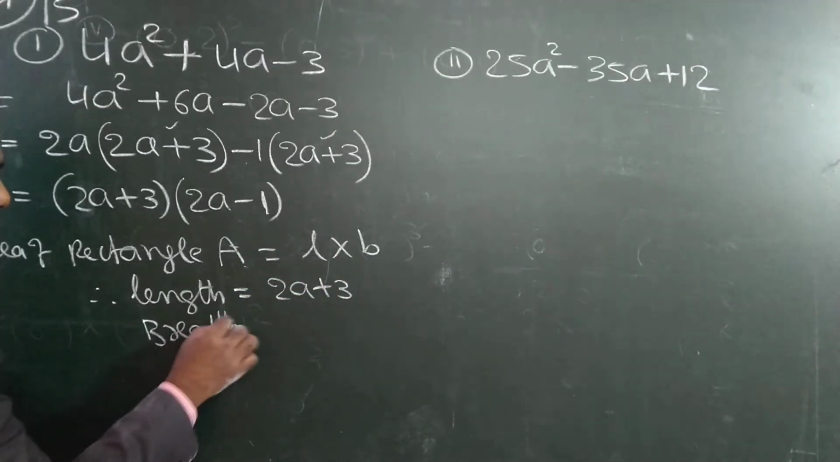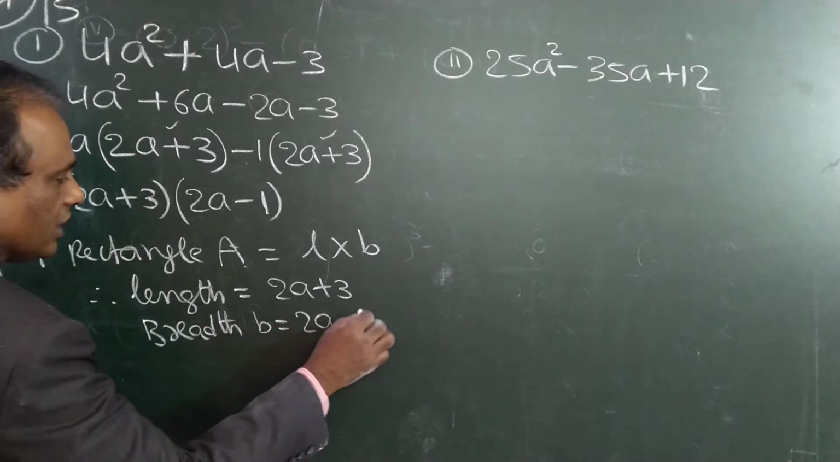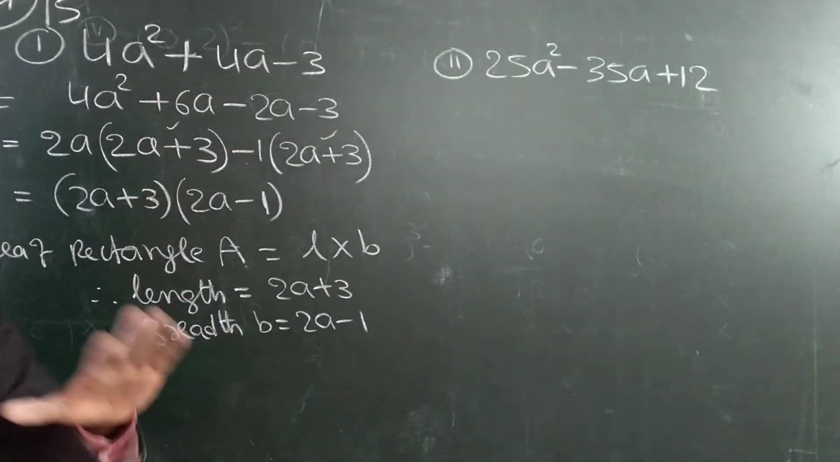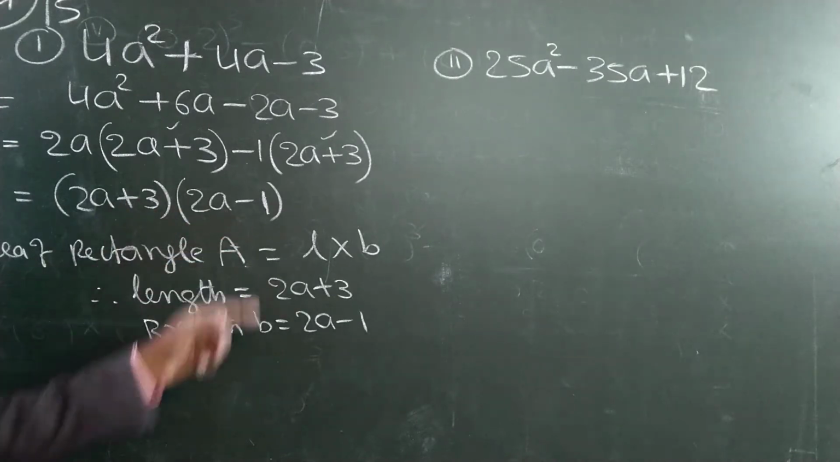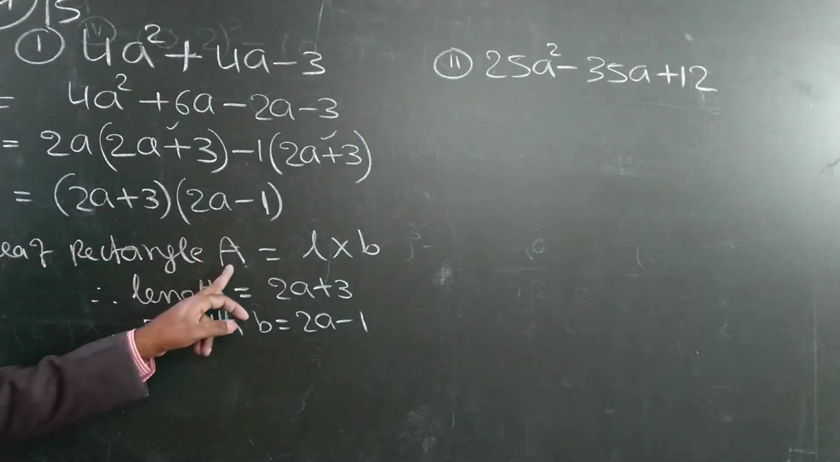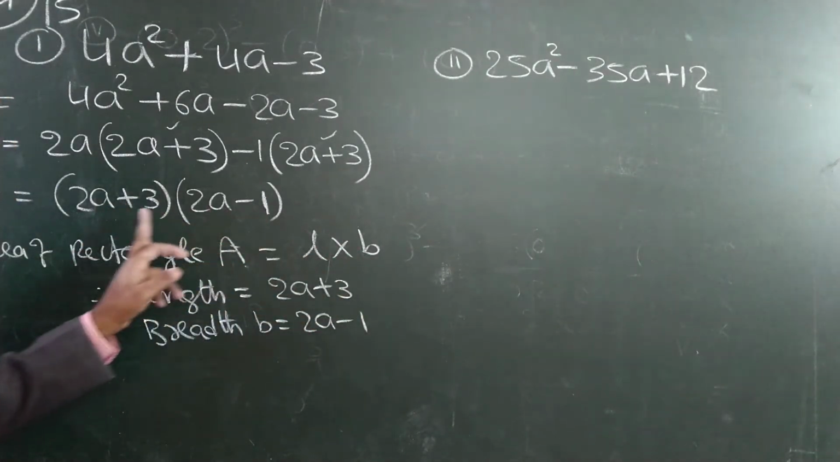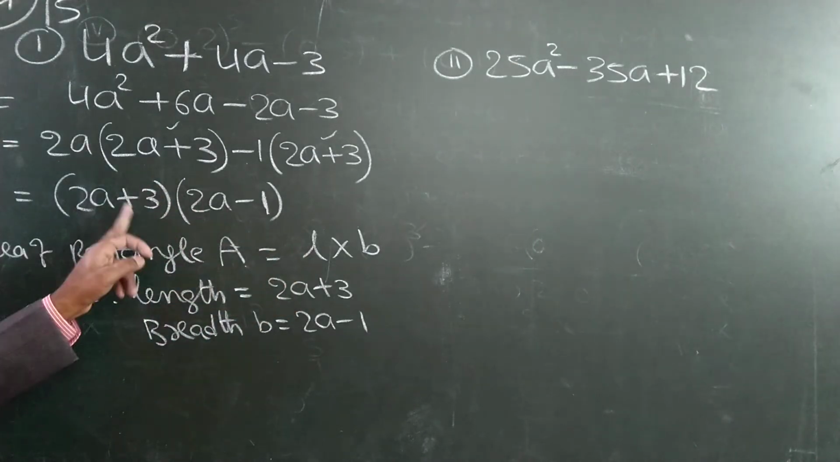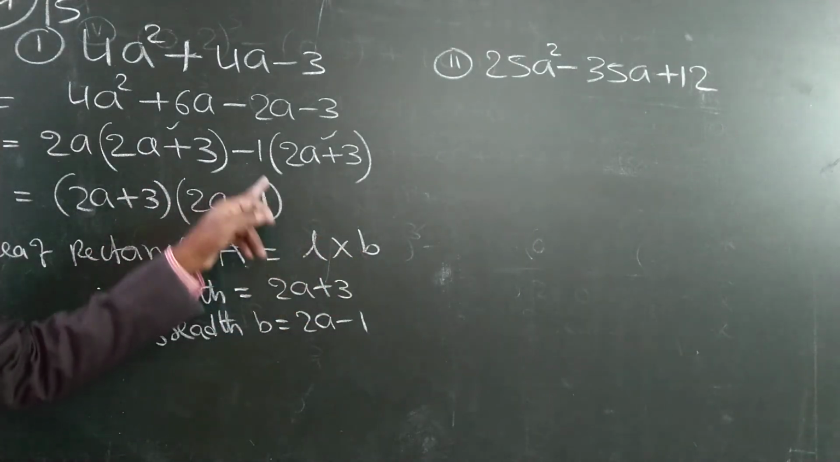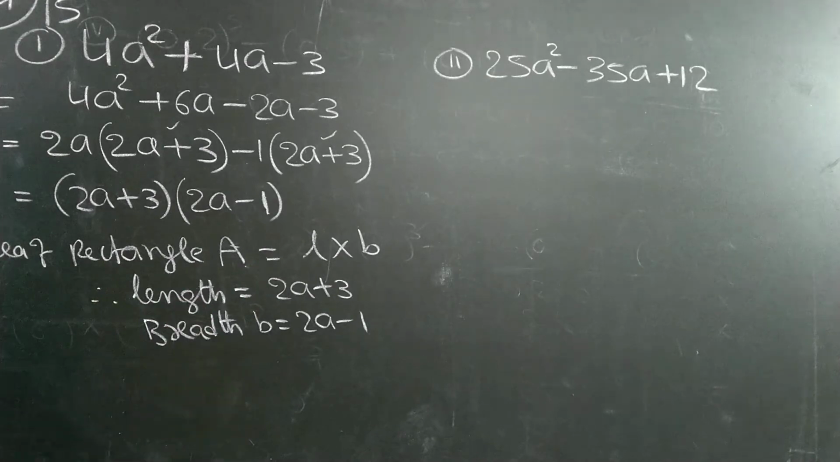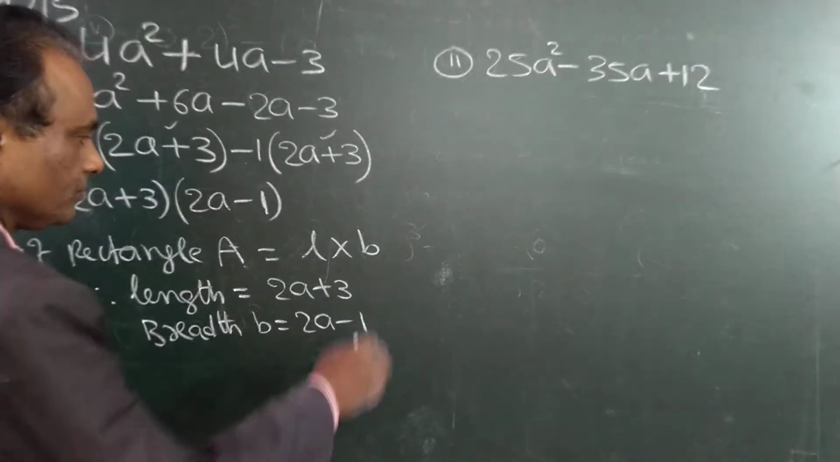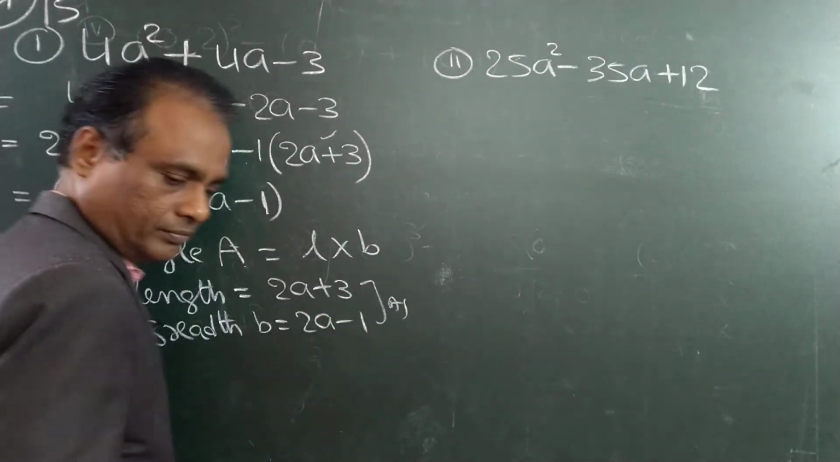This is the procedure. It is given that this is the area. Find the possible values of length and breadth. The formula is length into breadth. Length is this, breadth is this, or length is this, breadth is this. Anyway you can write. Right.